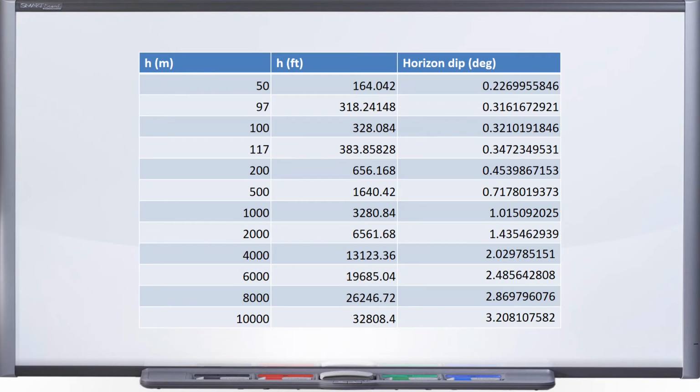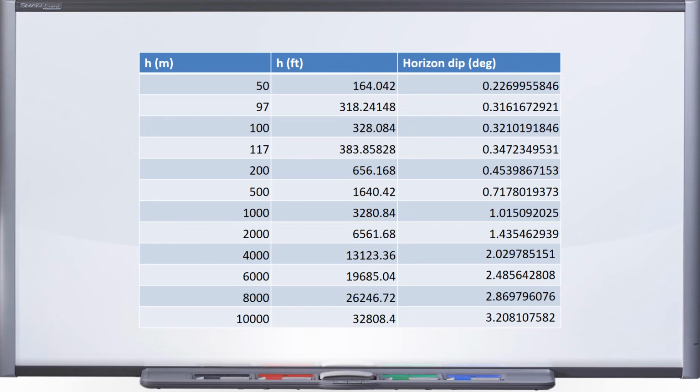There's the meters height, and there's the feet height for those of us who speak feet here in America. And I went all the way up to 32,800 feet, which might be interesting if you're going to ask yourself, hey, if I'm in an airplane, does the horizon rise to eye level? Well, according to this, the horizon is expected to be 3.2 degrees below eye level if you're up at altitude in an airplane. So maybe check that out with the Theodolite app on your phone next time you take a flight. See if it's really true.